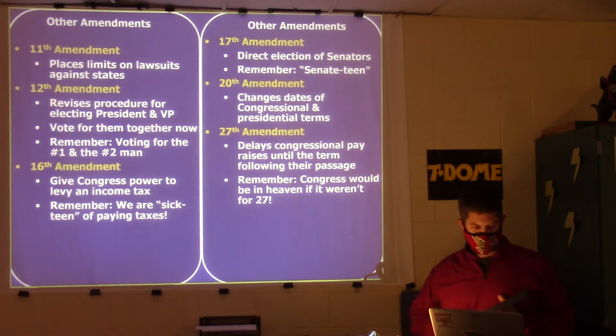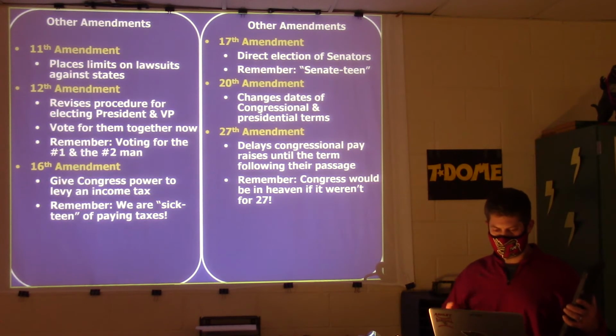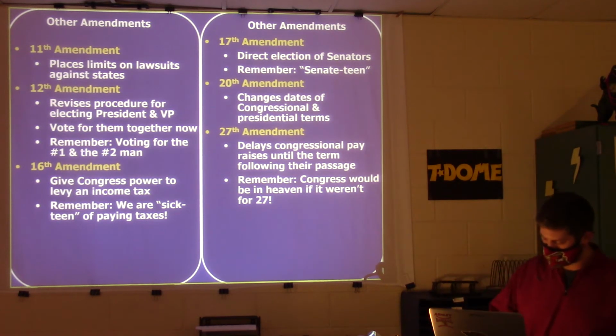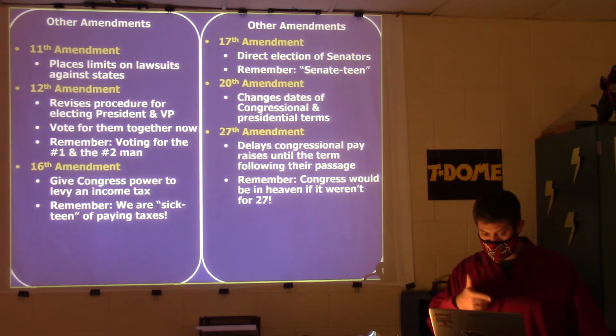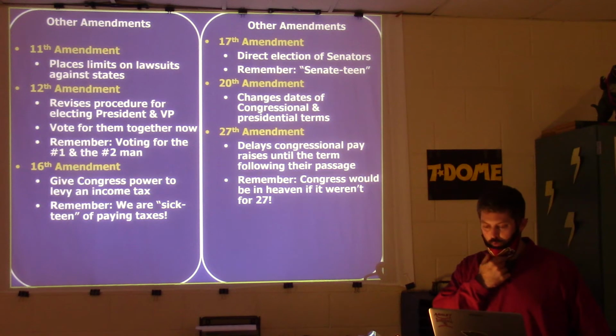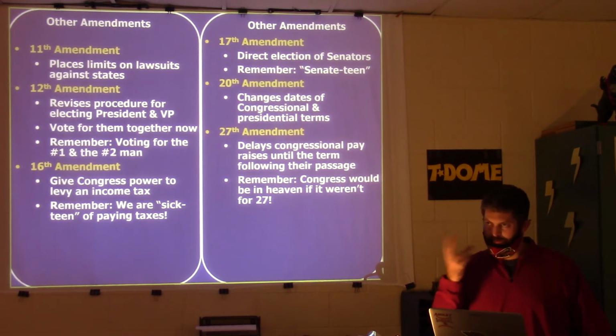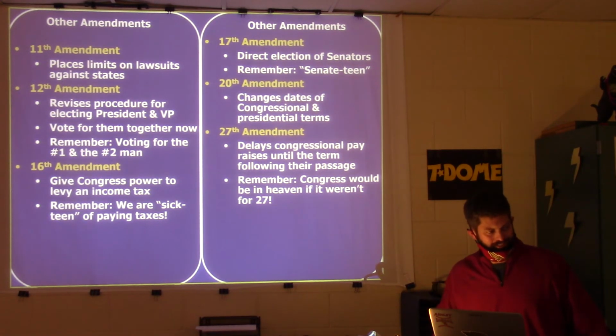All right. Then we have our other amendments. These are the ones that don't mean so much to us, okay? The 11th Amendment places limits on lawsuits against states. The 12th Amendment revises the procedure for electing the president and vice president. It kind of revamps the Electoral College, and you vote for them together. Back in the day, before the 12th Amendment, the winner of the general election becomes the president, and second place becomes the vice president.